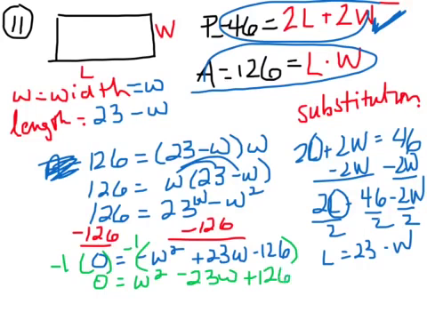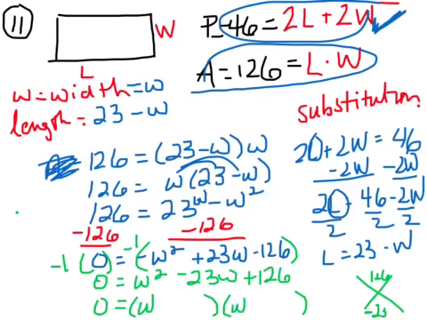Okay. Now this becomes something we can factor. I can say what multiplies to give me 126 and adds to give me negative 23, and this is one of those ones where you might want to go to the calculator if you don't know the factors of 126, or you could use a factor tree and figure it out. The numbers end up being negative 9 and negative 14. So it's W minus 9, W minus 14.